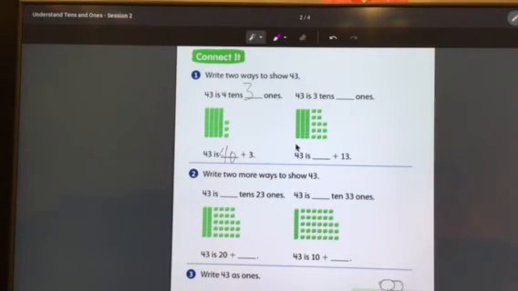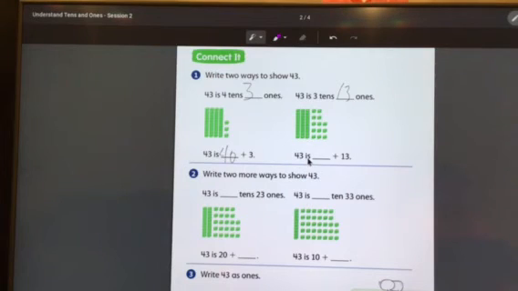Over here we're going to show it a different way. 43 is 3 tens, you can see right here, 1, 2, 3. And how many ones? You're going to have to count the ones. 1, 2, 3, 4, 5, 6, 7, 8, 9, 10, 11, 12, 13. 43 is 3 tens, 13 ones.